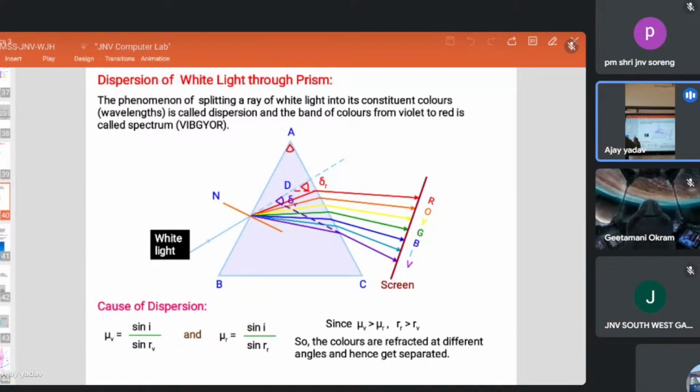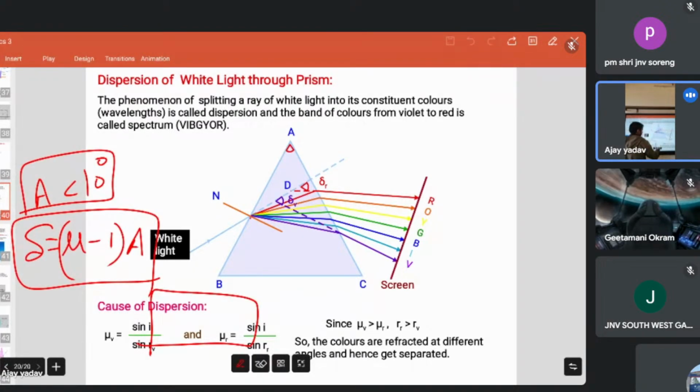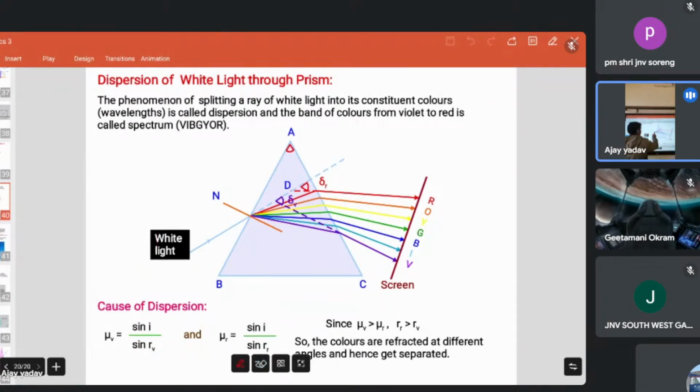This is the white light incident on the prism. Here it will split into seven colors. That is VIBGYOR. Violet is near the bottom, red is at the top. So there is maximum deviation in violet color and minimum deviation in red color.